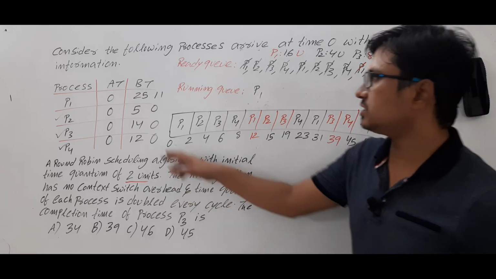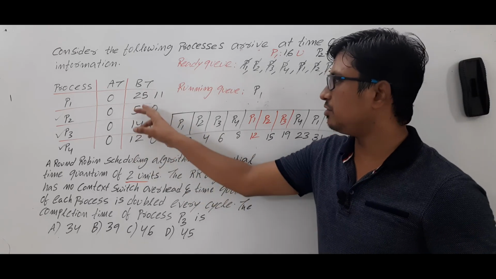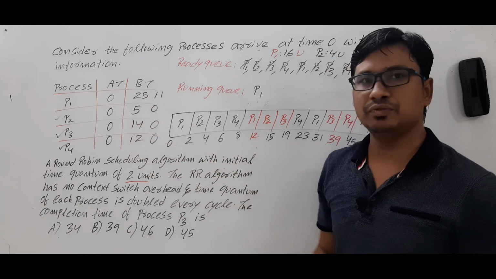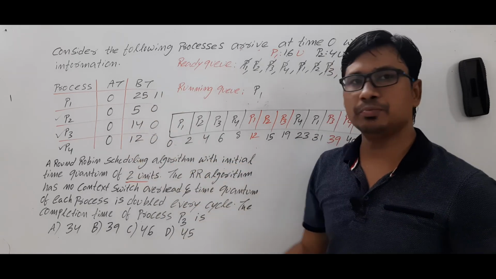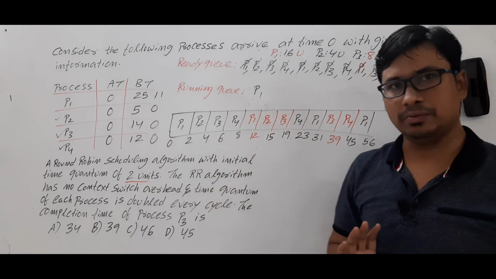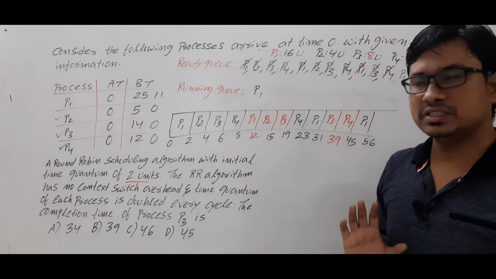For your clarification, you can calculate the sum of all the burst times. 25 plus 5 is 30. 30 plus 14 is 44. 44 plus 12 is 56. So at 56 units, all the processes have completed their tasks. So our solution is correct.